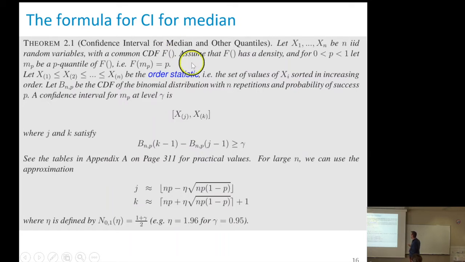Here is how you obtain it. The data points I have are x1 to xn. When I put the parentheses here, it means I sort them from the smaller to the larger. So x(1) is the smallest, and x(j) is the jth one. Then to find a confidence interval for the median, you need to compute indices j and k and take the values covering this interval, x(j), x(k).